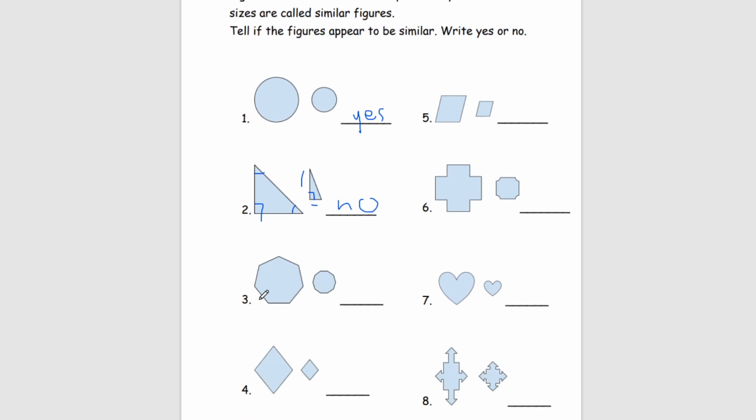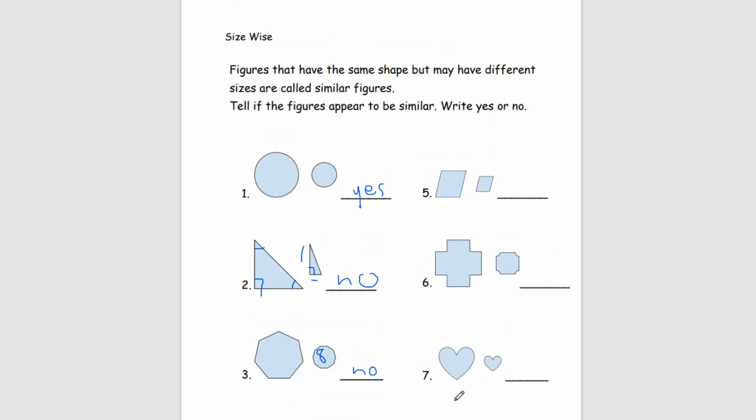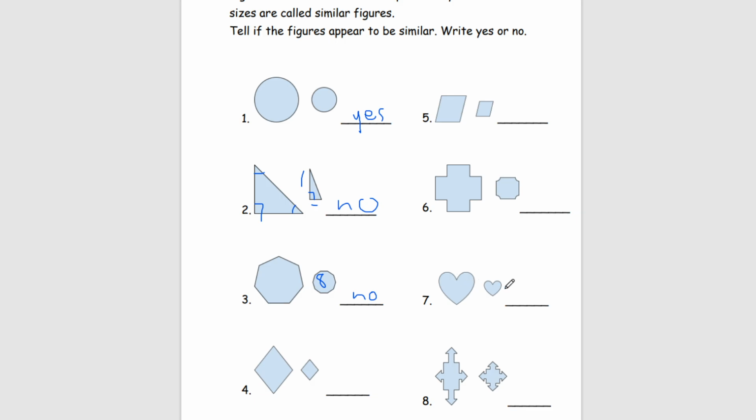For number 3, here we have two different shapes, and we can easily see that the smaller shape down here is an octagon. It says 8 sides, and the shape right here has 1, 2, 3, 4, 5, 6, 7 lines, meaning that these are not the same shape. So these are not similar figures. And lastly, we'll look at number 7. Number 7, we have a bigger heart and a smaller heart. That tells us that yes, it is a similar figure.